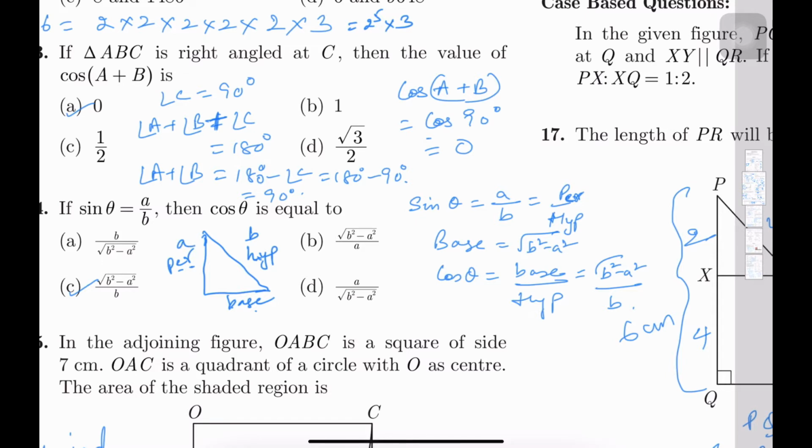So the base is nothing but, because this is a right angle triangle, you can take it as under root of B square minus A square. Or if you take this as C, you will get C square is equal to B square minus A square, so the base is under root of B square minus A square. The hypotenuse is always greater. So therefore cos theta is nothing but base by hypotenuse, that is root of B square minus A square by B. So option C is correct over here.